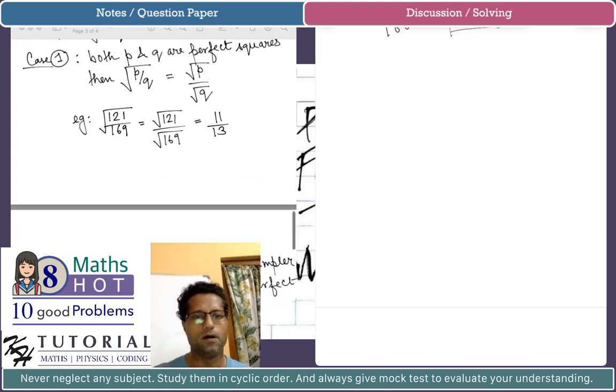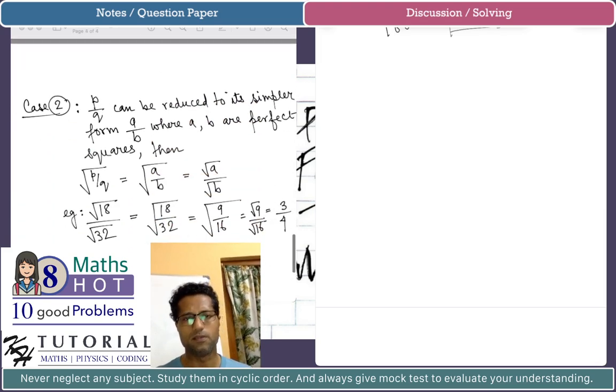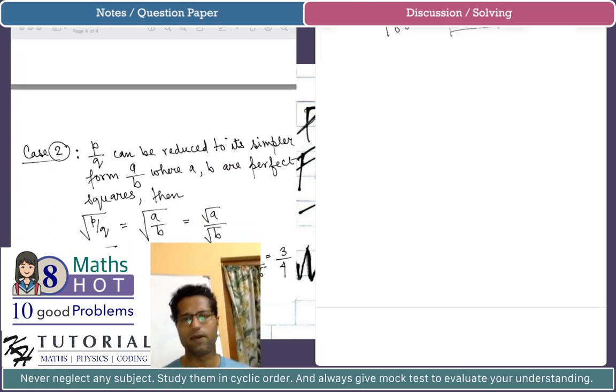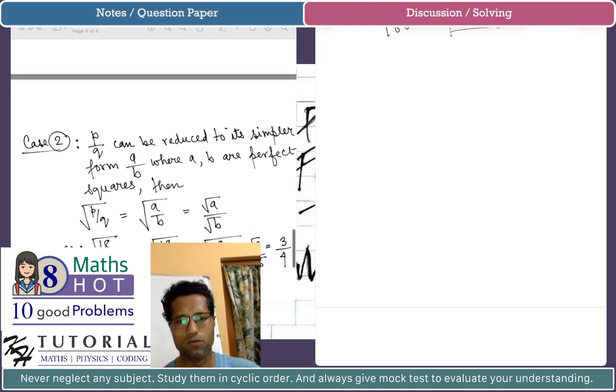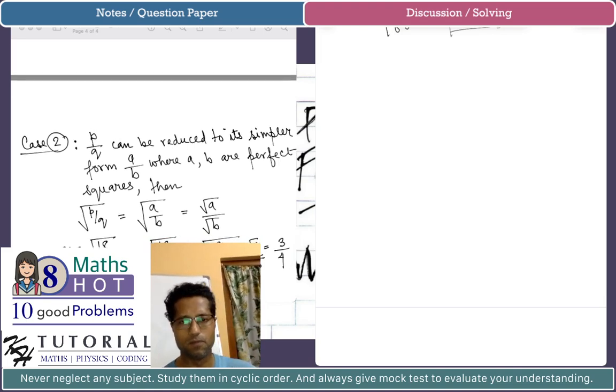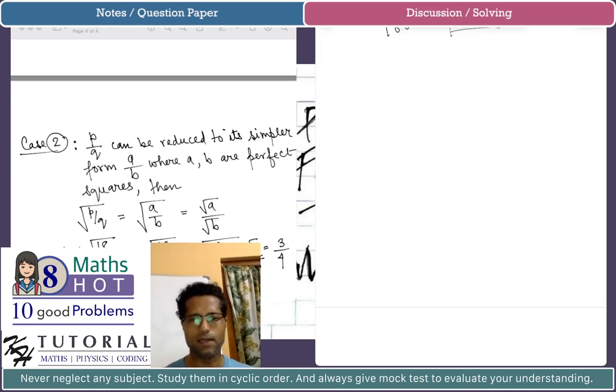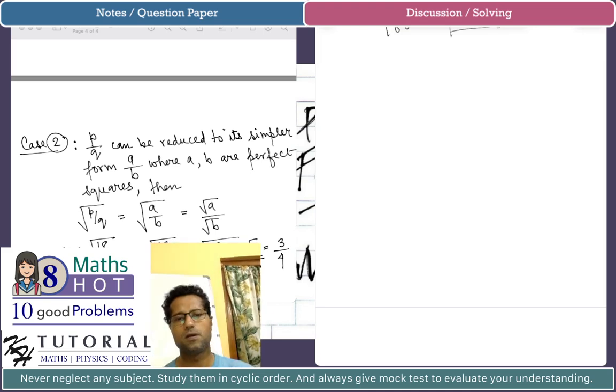Now if they are not perfect squares, then you would like to simplify the given fraction p by q to a much simpler form, let's say a by b, where you will find that a and b are both perfect squares. So now the square root of p by q will be equal to the square root of a by b, where a by b is the simplified version of p by q, and we know that a and b are perfect squares. And so the square root of a by b will be equal to the square root of a divided by the square root of b.